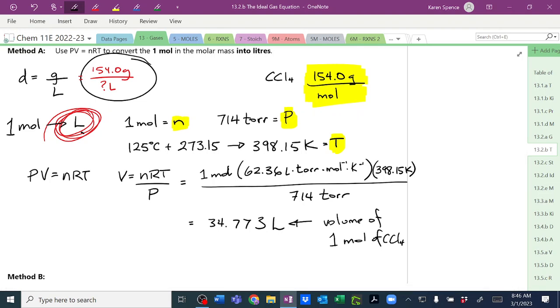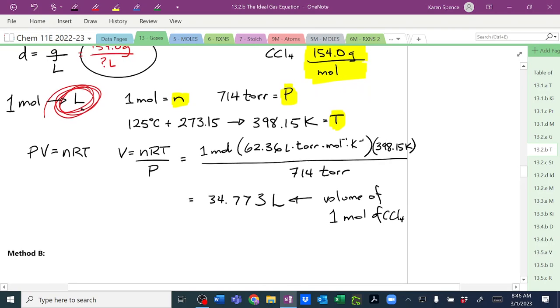Makes sense, we're at a higher temperature, so the gas is expanded. We've got a larger volume than 22.4, yes? Does that make sense to you? Larger volume because our temperature is higher? Excellent. And our pressure is, what's STP in torr? 760. It's lower pressure as well, so yeah, it should be bigger.